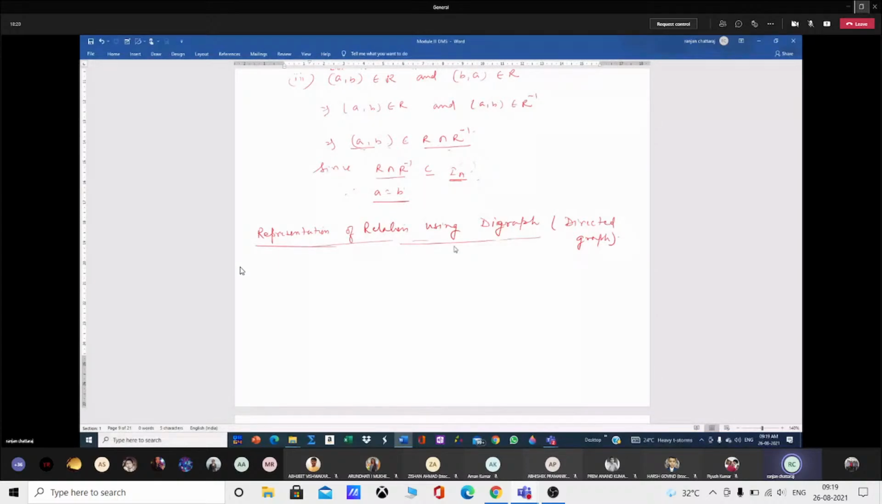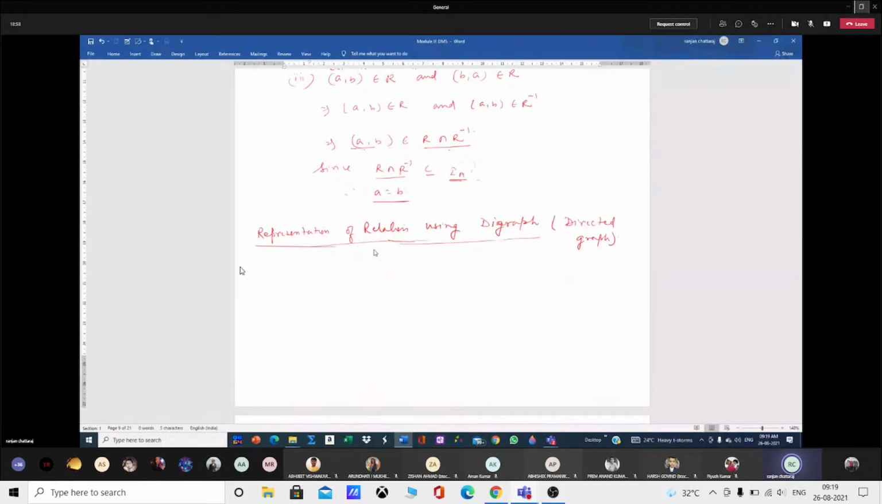Directed graph is very simple. There are two ways to represent relations: one is the matrix and the second is the graph. Sometimes it is useful to use the matrix and sometimes the graph. Basically, when we design something, we first draw the graph, and from that graph we convert it to matrix form, and then we go for some computational work.